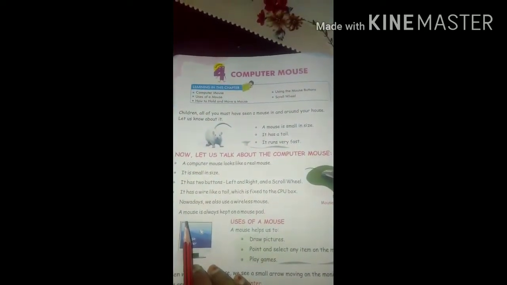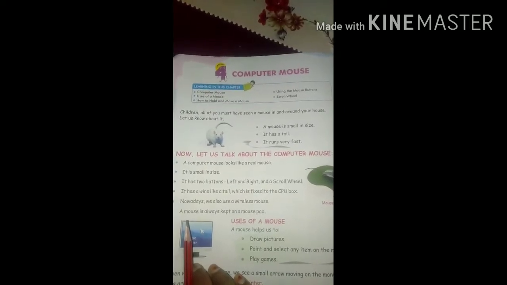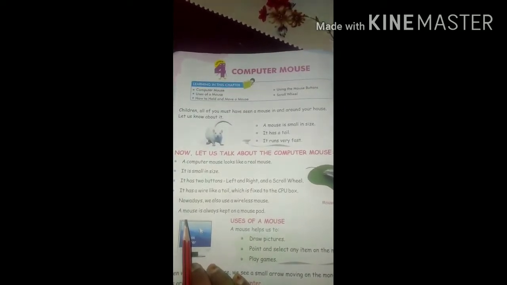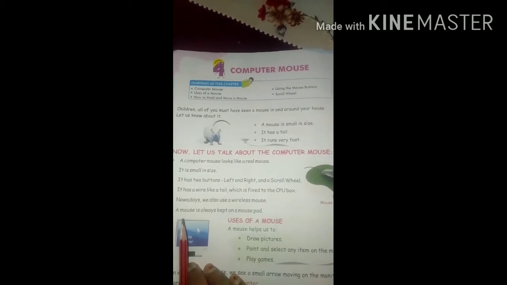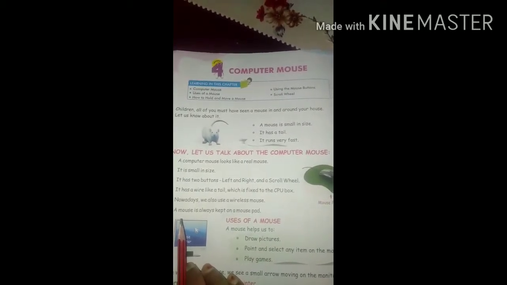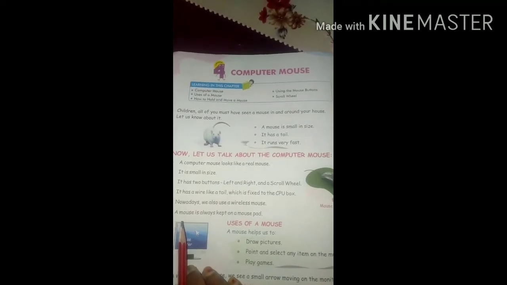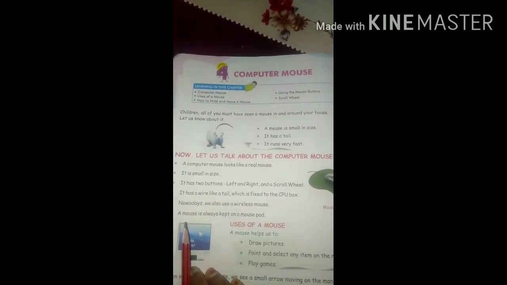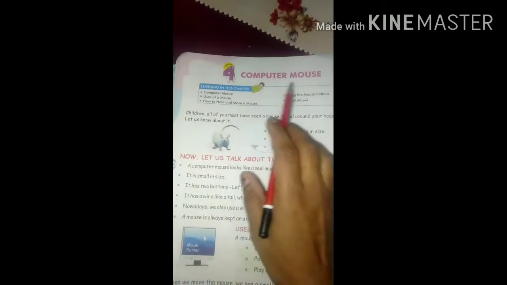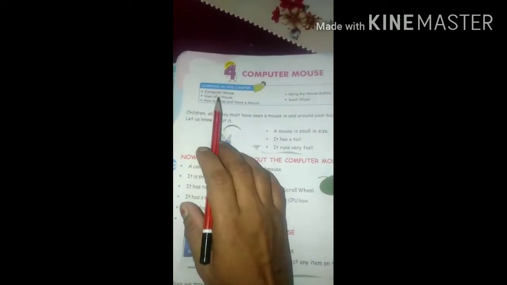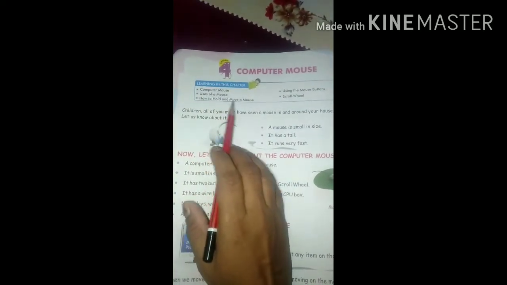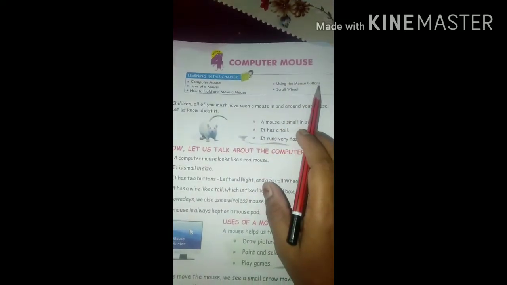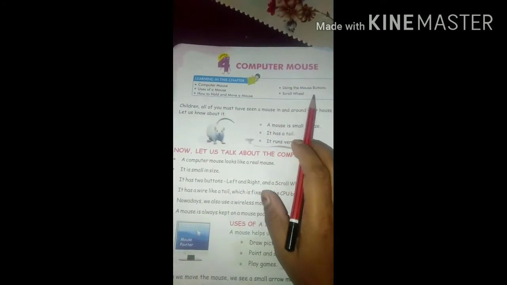Children, in previous chapters you have learned about computer and its parts. You already know a computer has 4 main parts: monitor, mouse, keyboard, CPU. But in this chapter, you will learn about the mouse in detail. So, start with part 1, that is computer mouse. In this chapter, you will learn about the computer mouse, uses of a mouse, how to hold and move a mouse, and using the mouse buttons and scroll wheel.